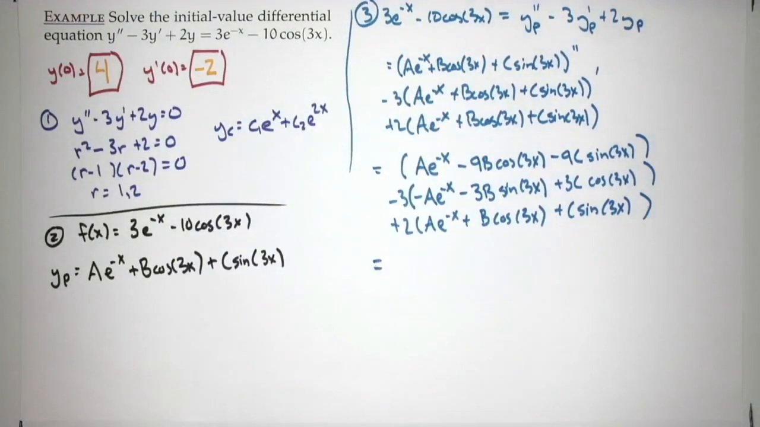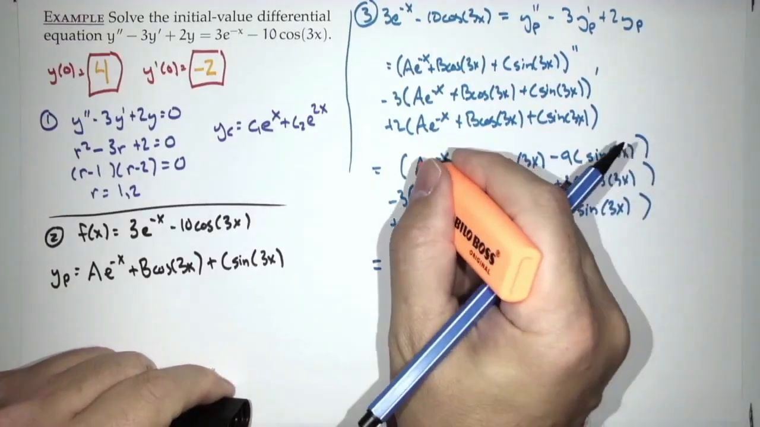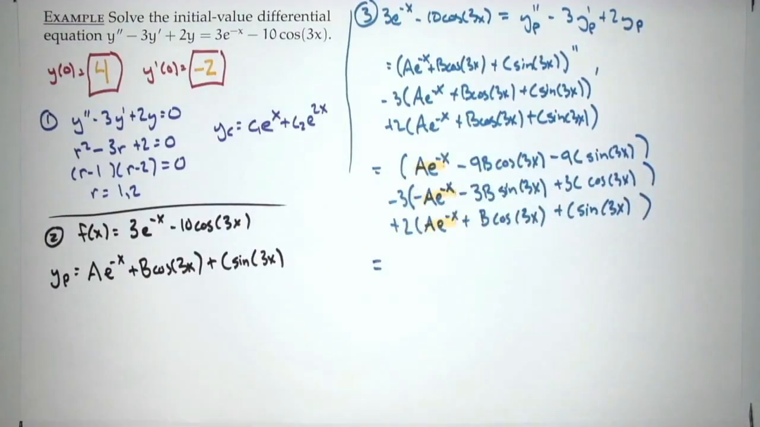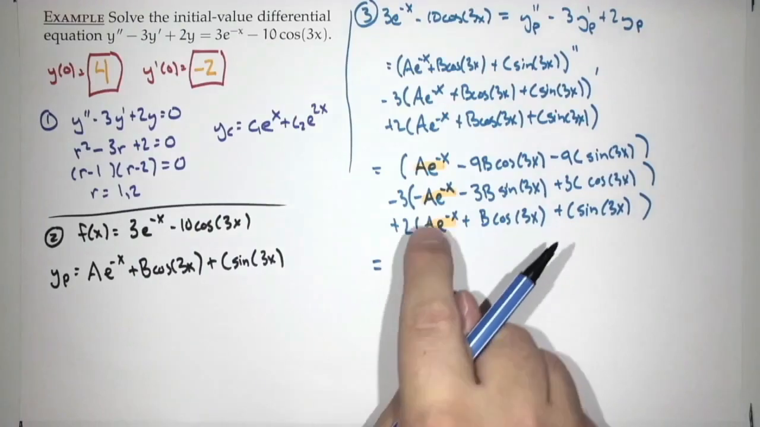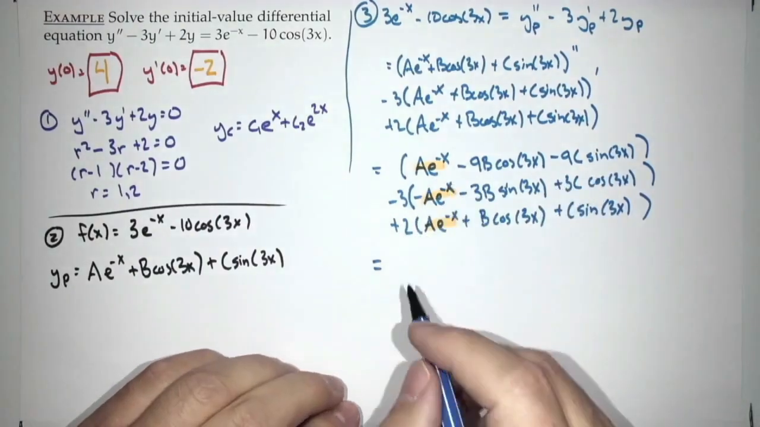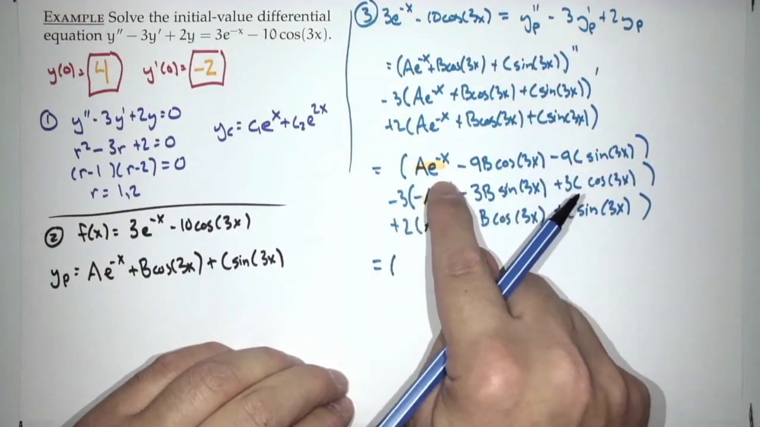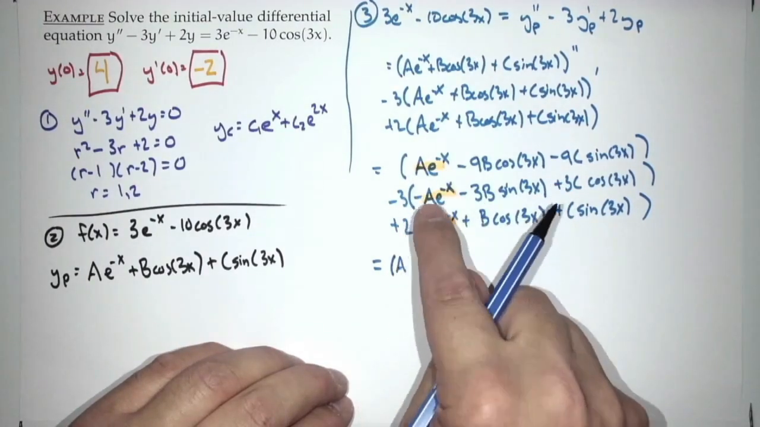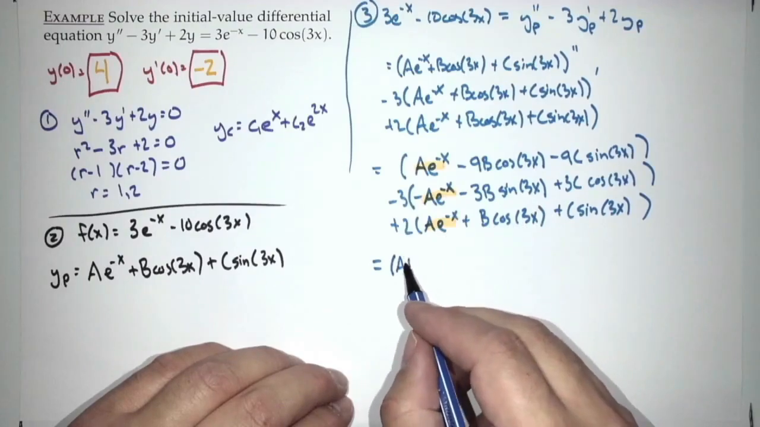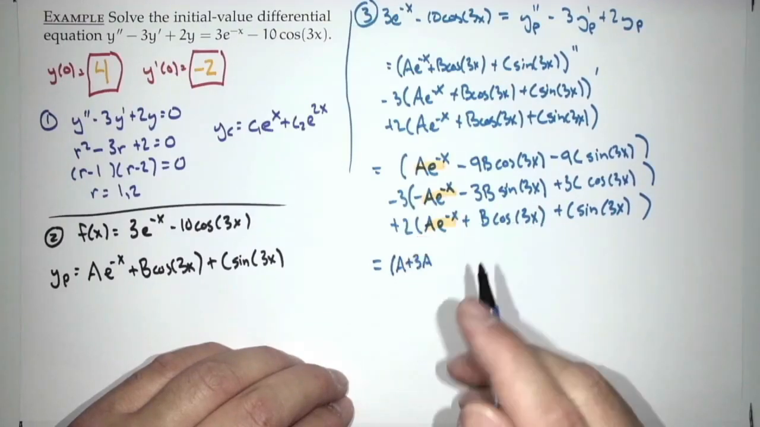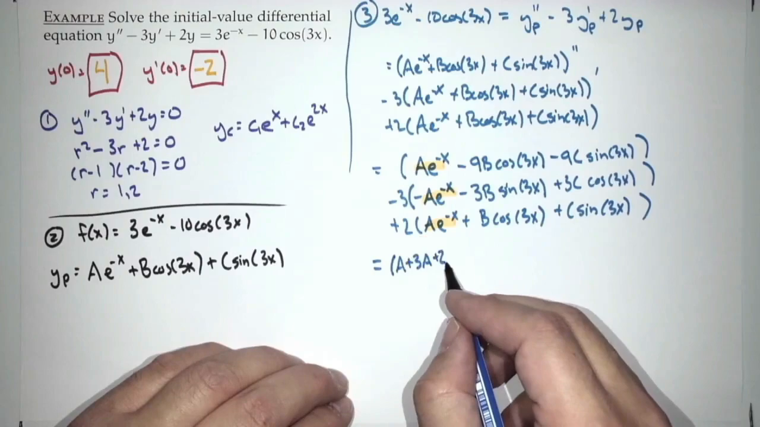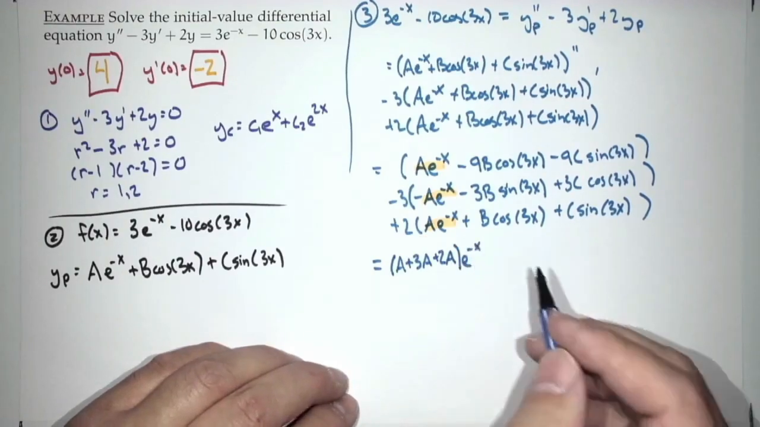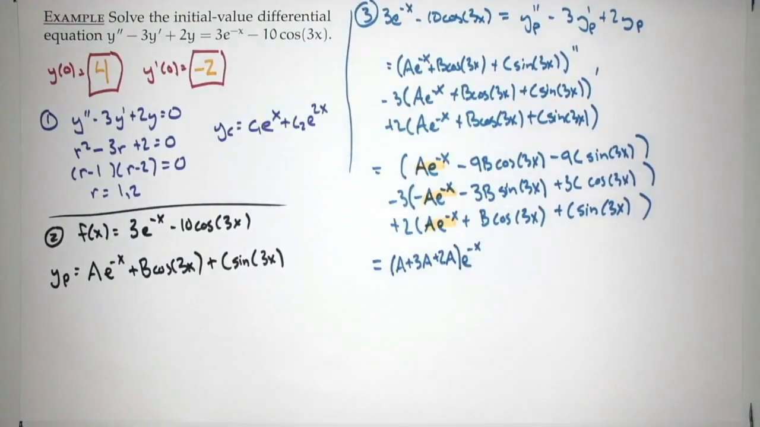Okay, so for example, we have e to negative x's. So let's put them all together. How many e to negative x's do we have from the first term? Well, we have a. From the second one? 3a. From the last one? 2a. And that's our e to negative x's. All right, what else do we have to combine?